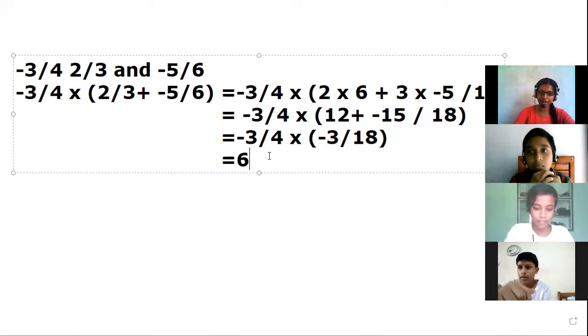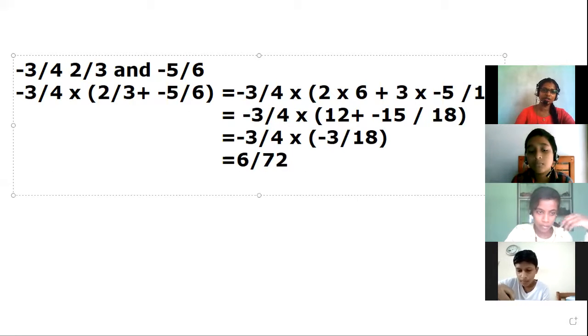So it is 6 by, what is the product of 4 and 18? Please multiply 18 with 4. It is? 72. Yes, it is 72. Then our result should be 6 by 72.